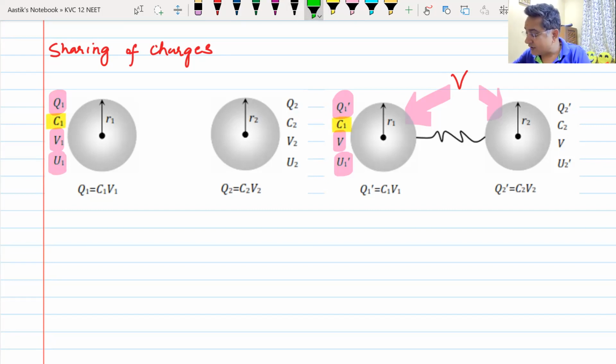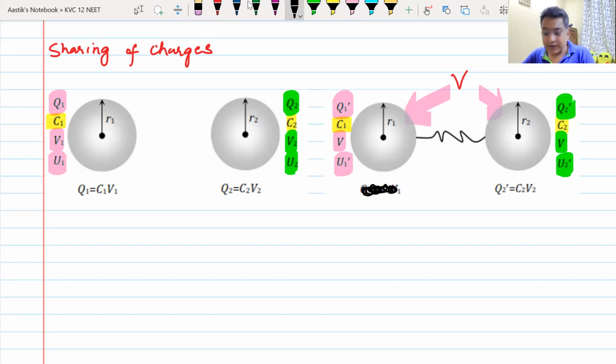Capacitance does not change. For the second conductor, Q2 becomes Q2 dash, V2 becomes V, the same potential, and U2 becomes U2 dash, but the capacitance does not change. Previously it was C2, and now it is also C2. Do we understand this? In the previous case, Q1 was C1 into V. Now this Q1 dash, the formula was written wrongly, is C1 into V. And similarly, Q2 dash will be equal to C2 into V.